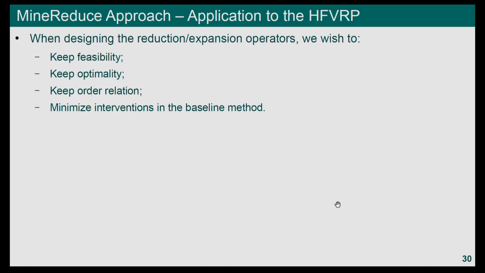And those last points are very important. We wish to keep order relation, which means if solution A is cheaper than solution B for the reduced instance, we wish that the expanded solutions keep that order relation. Otherwise, it would be pointless to do such decomposition. And finally, we wish to minimize interventions in the baseline method. So here's in more detail how we do the contraction of a frequent path into a single vertex.